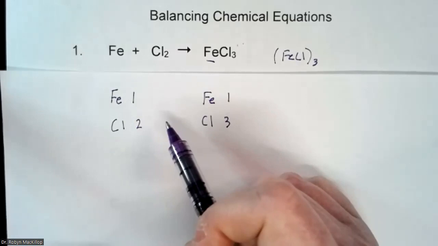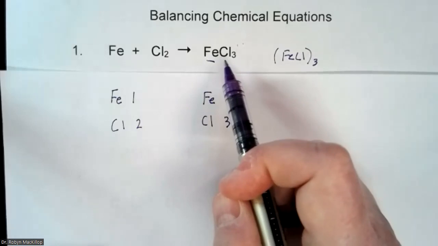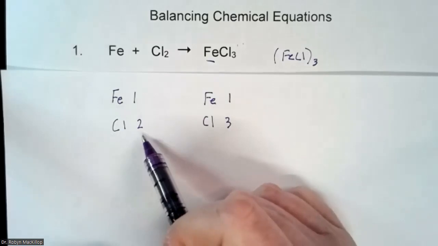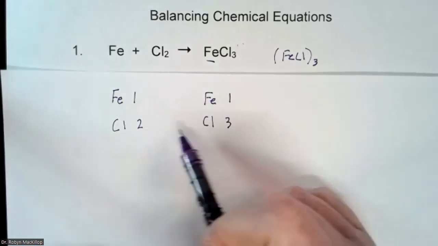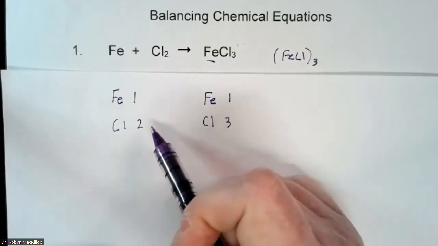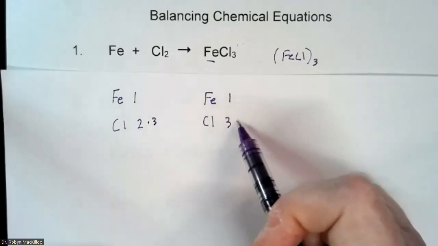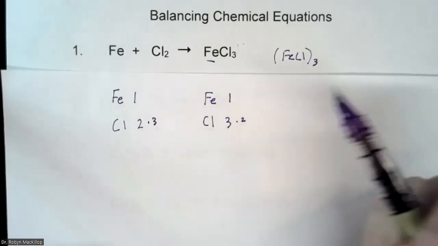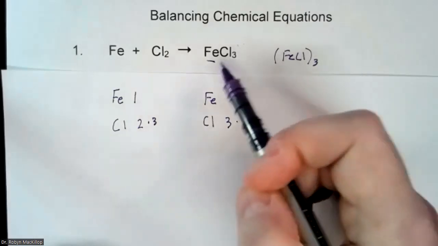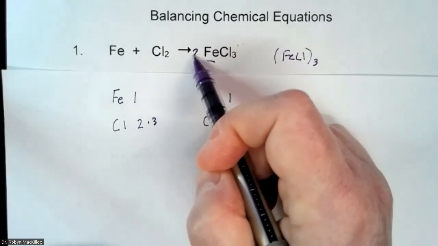And right now the FEs are great, but we know that it's going to be messy because we have to alter the CL here, which means we'll ultimately alter the FE. So to get CLs up to the same number, what number do they need to go to? 6. Yep, we need to get them both to 6. So we're going to take this side times 3, this side times 2. And again, we cannot alter the small numbers. They are permanent. So we can mess around with the front number. We're going to put a 2 here.